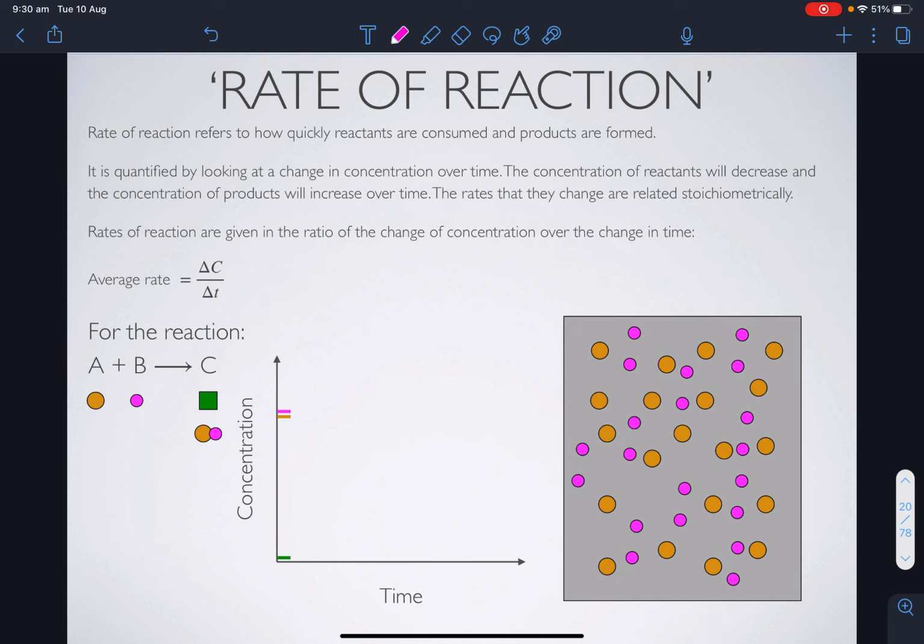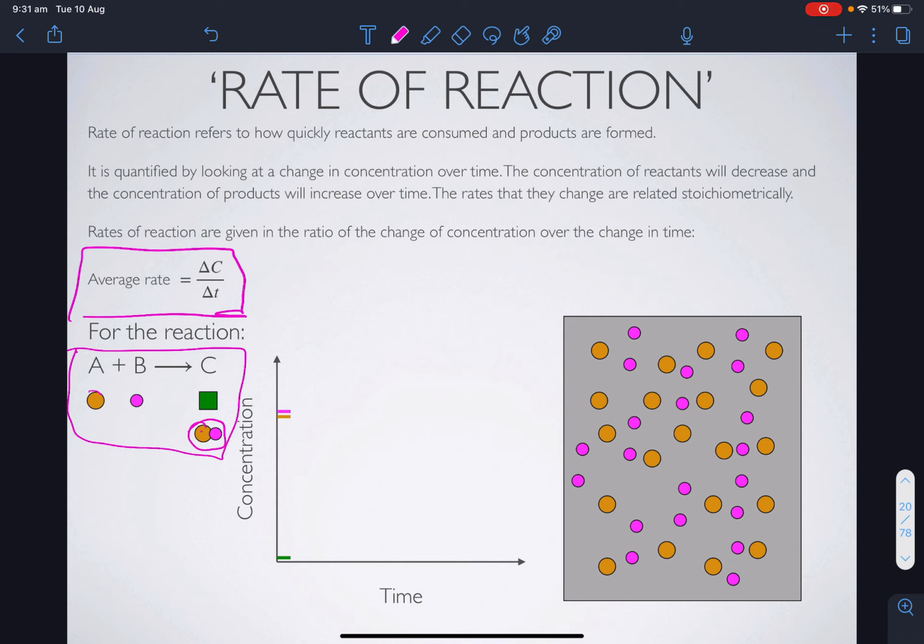Okay? So, our average rate of our reaction is delta C, I'm talking about the change in concentration there, divided by delta T, the change in time. Okay, so here I'm going to model, we've got A plus B, so A is my orange circle, B is my pink circle, they're coming together to form C, which is actually this one, but I'm going to represent it by squares to make it really distinguished.